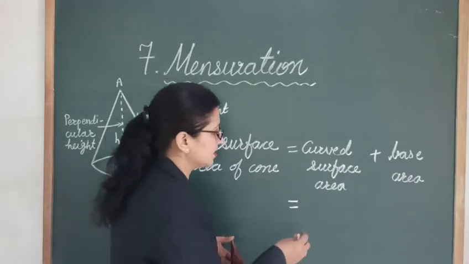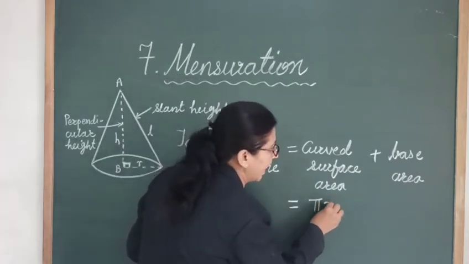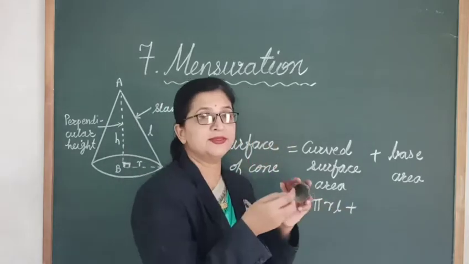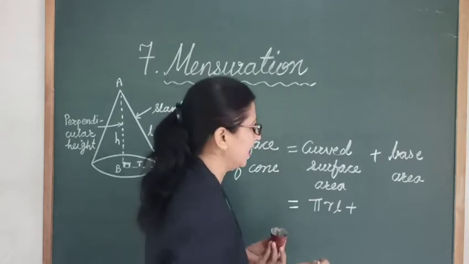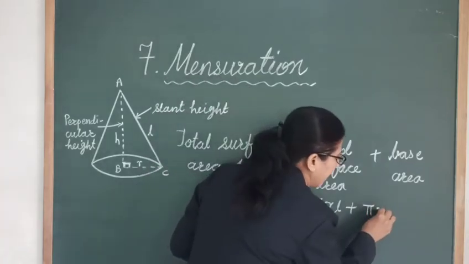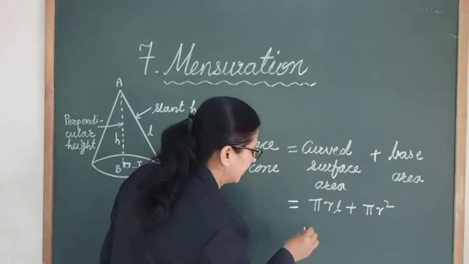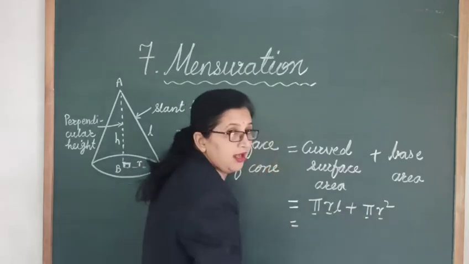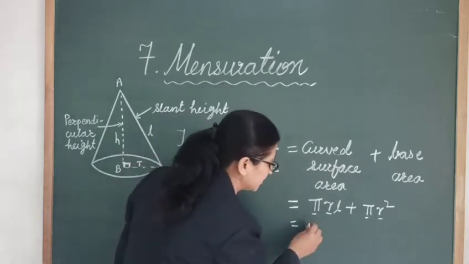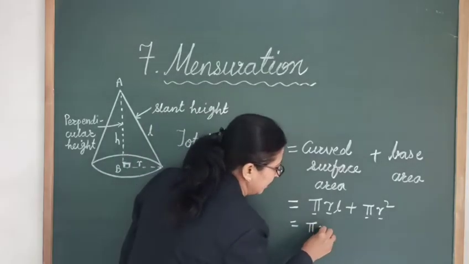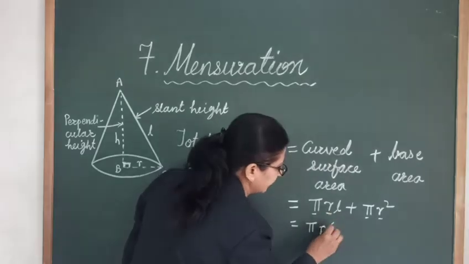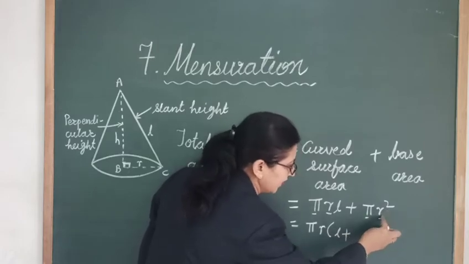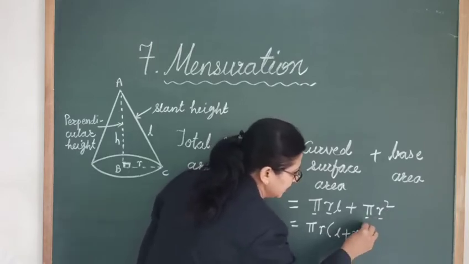Curved surface area, just now we have studied, that is pi r L, right? Plus base area. Its base is circular, that's why here pi r square. Now you can see this pi and this r are there in both these terms, so let's take them out as common. In the bracket, L, and from r square, one r is outside, so one r is remaining.